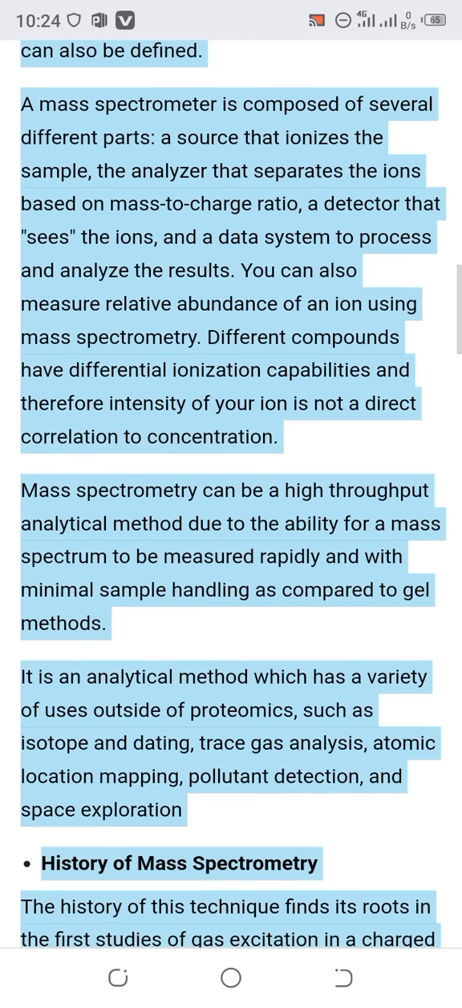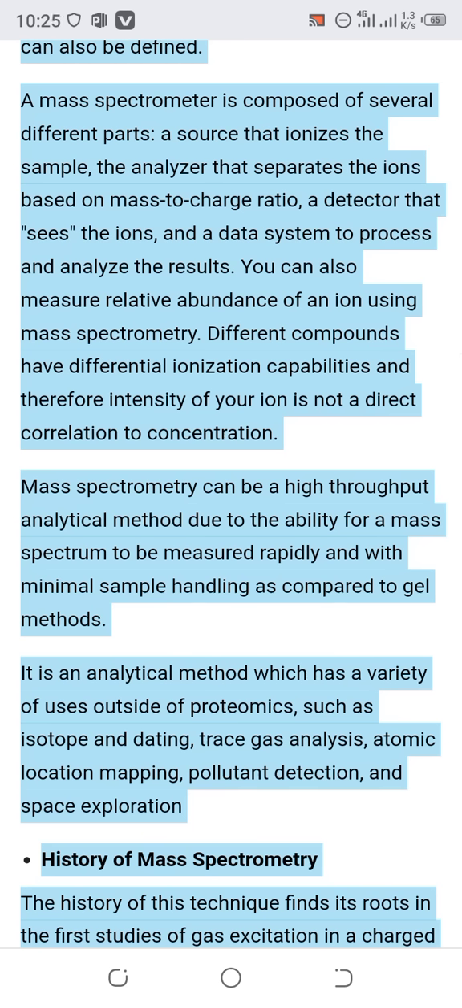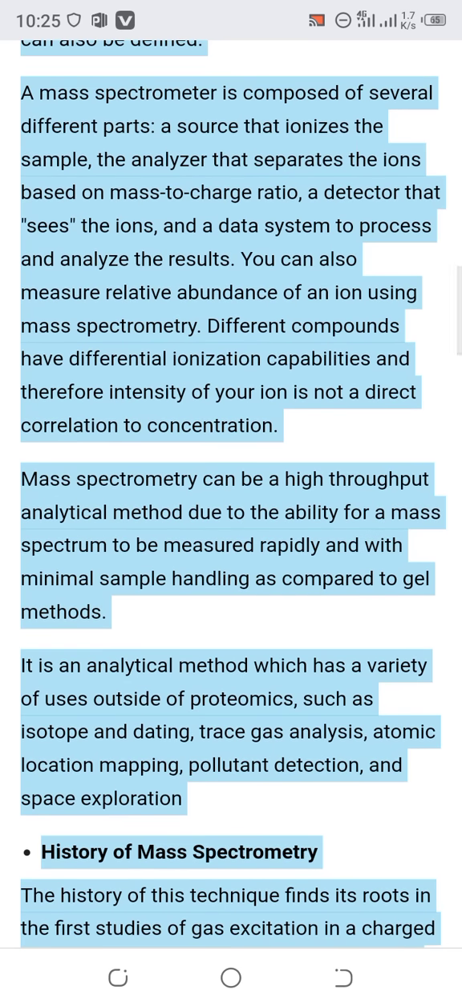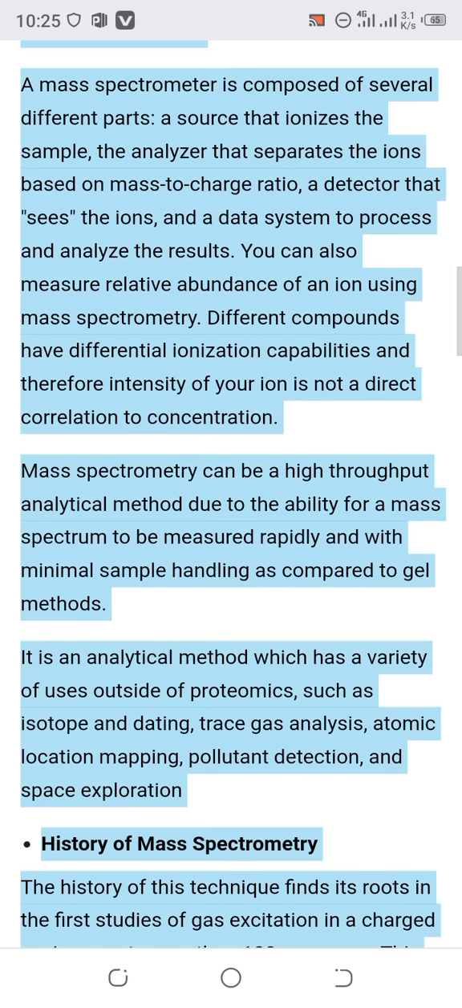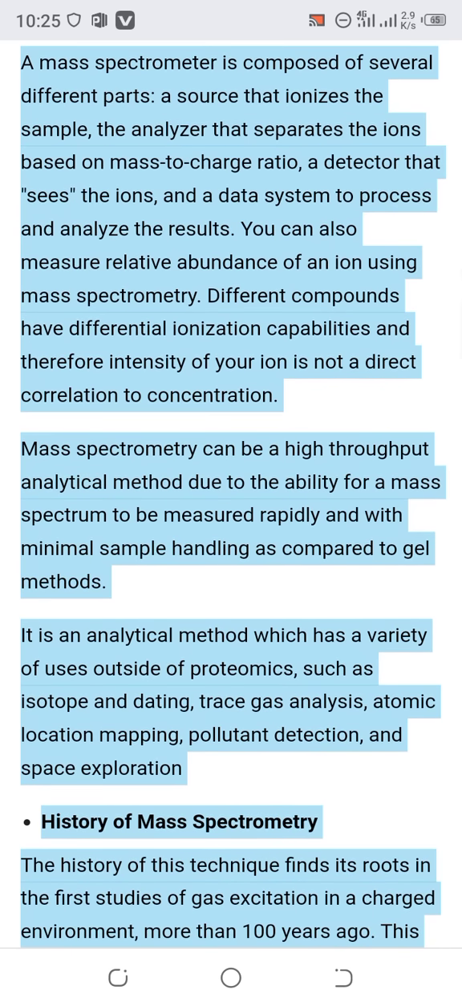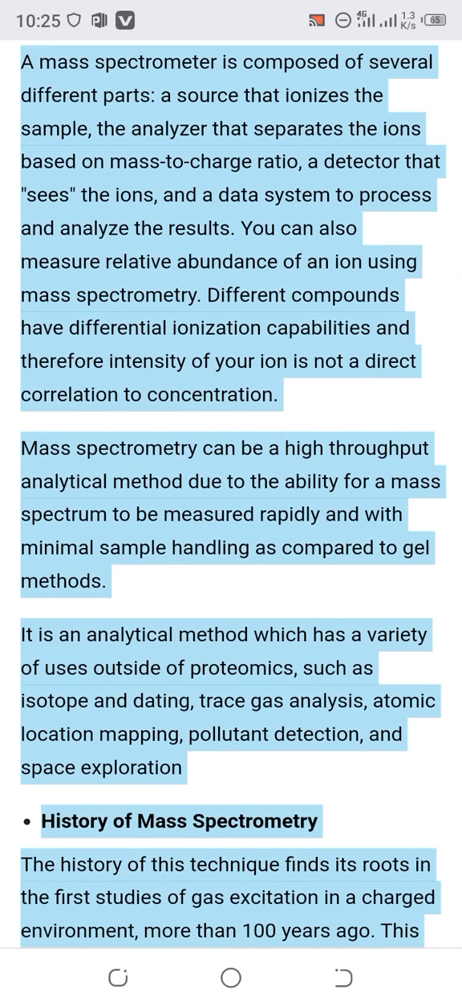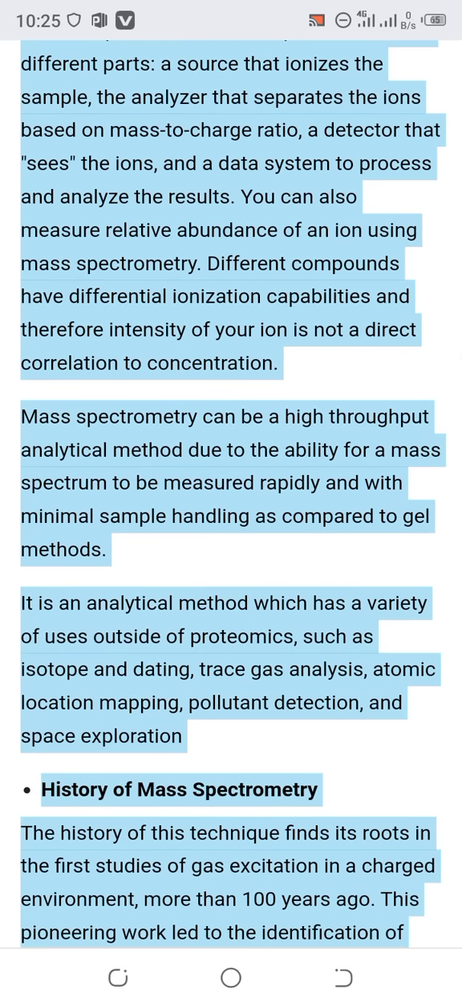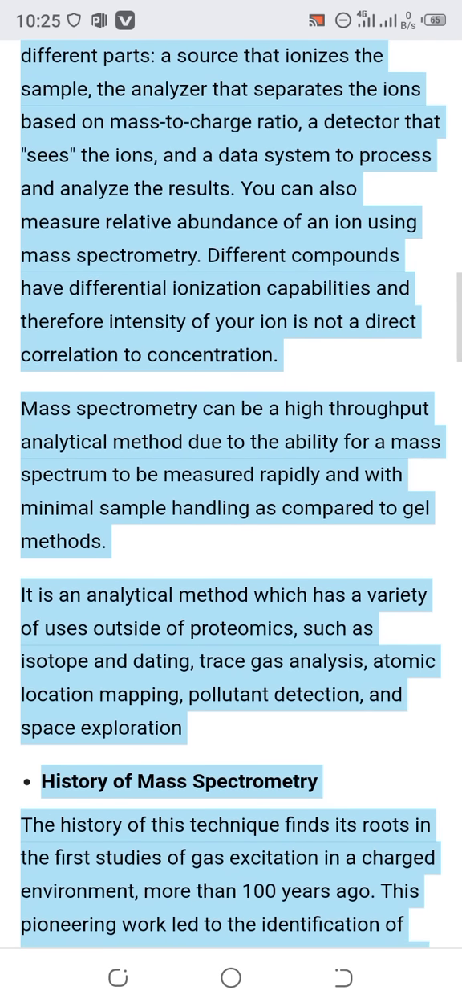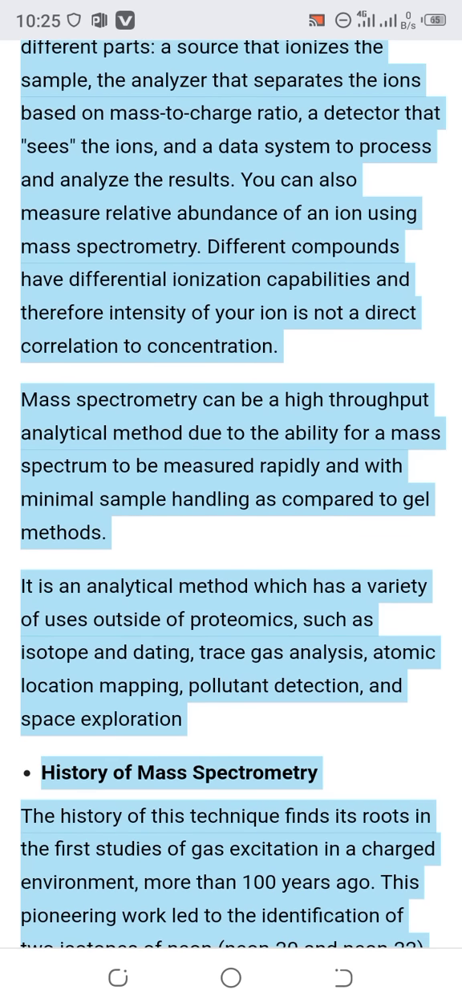Mass spectrometry can be a high throughput analytical method due to the ability for a mass spectrum to be measured rapidly and with minimum sample handling as compared to gel methods. It is an analytical method which has a variety of uses outside of proteomics, such as isotope dating, trace gas analysis, atomic location mapping, pollutants detection, and space exploration.